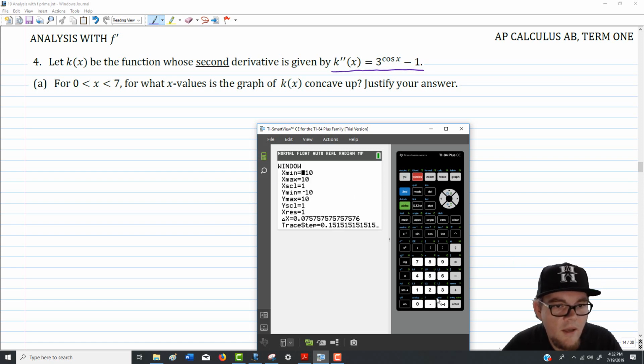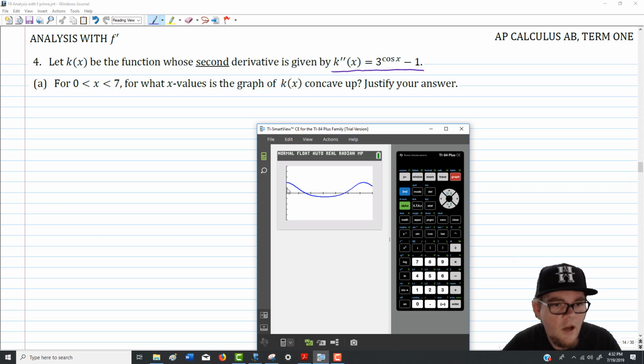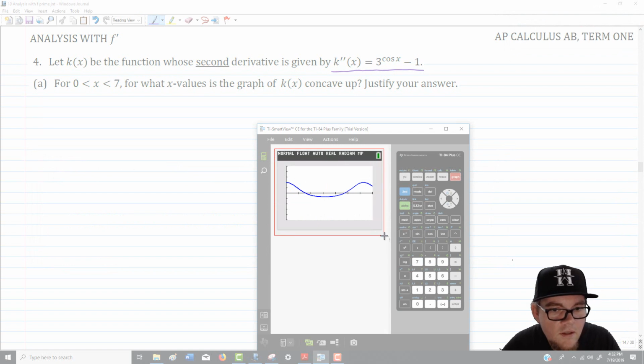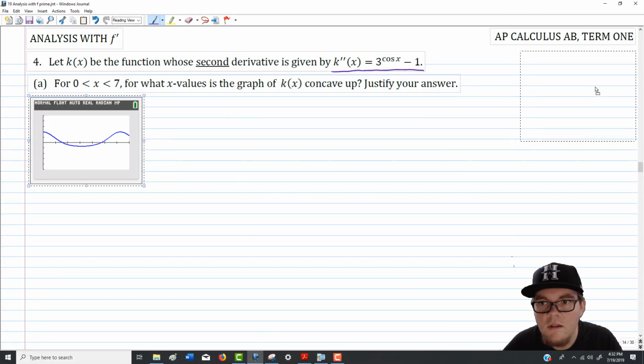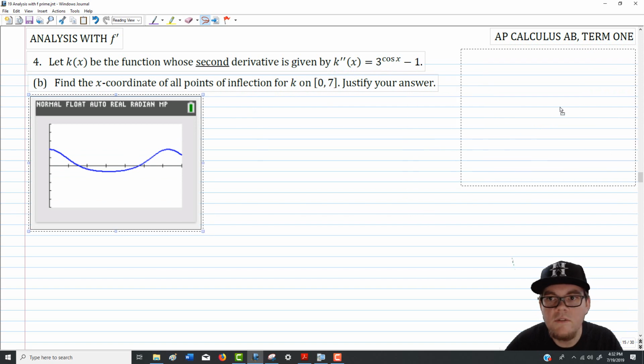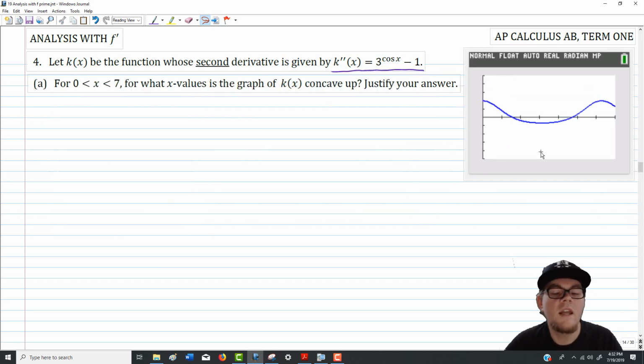And then for my window, I'm going to let x go from 0 to 7. And I don't know much else about what this function is going to look like, so let's just go from -5 to 5. That usually seems pretty standard, but again, we could go -10 to 10 and be fine too. So let's see what this graph of k double prime of x looks like. Okay, so pretty simple looking graph. Let's copy this really fast. Here is the graph of k double prime that we're going to be analyzing this entire time. And for the sake of simplicity, I'm going to place it on the other one really fast too. Okay, so there's k double prime.